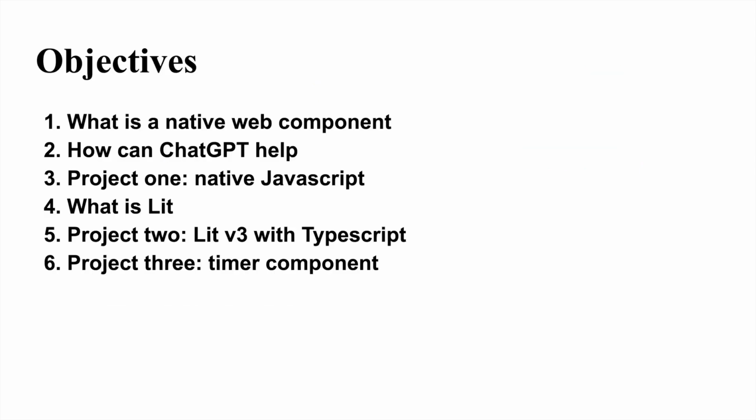These are our objectives. First, we need to define what a browser native web component is. Second, we explore how ChatGPT can help us. We build 3 projects. The first project uses native JavaScript APIs that come standard with most modern browsers. The second project uses the Lit API, which can drastically reduce the amount of code required. Our third project goes beyond the simple hello world of the first 2 projects to build a task timer. This project also demonstrates how to use ChatGPT to assist in debugging any problems caused by errors in the initial code generated by ChatGPT.